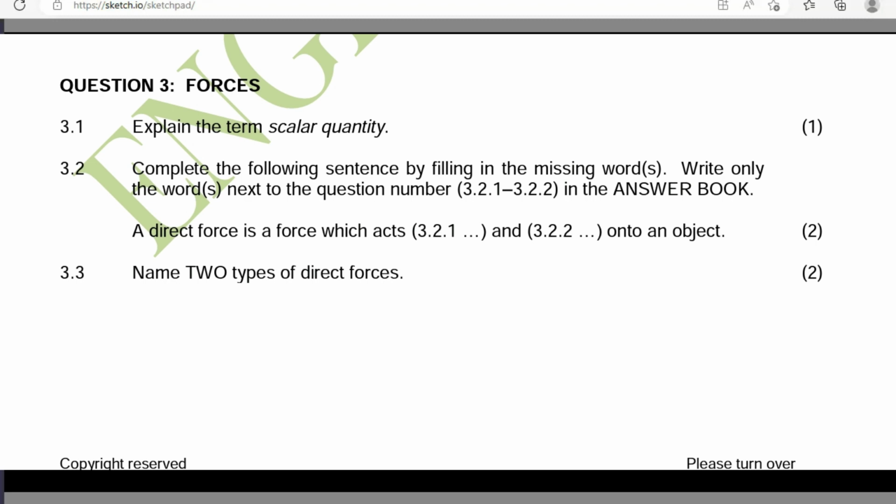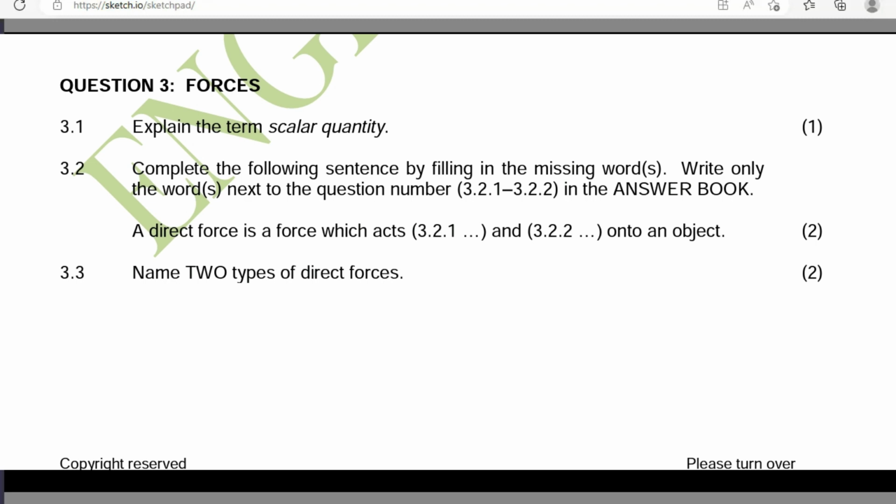It's 3.2. They say complete the following sentence by filling in the missing words. Write only the words next to question numbers 3.2.1 and 3.2.2 in the answer book. A direct force is a force which acts, the first one will be directly, and the second one will be perpendicularly onto an object.